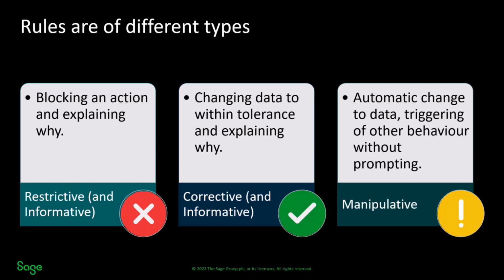So we're going to be exploring now restrictive rules within validation, and in a little bit we'll look onto the idea of automated change across a wide area of the system, which is through manipulation. So we've got these types of rules: restrictive, corrective, and manipulative. And the restrictive and corrective rules can also be informative, telling the user what's happening.